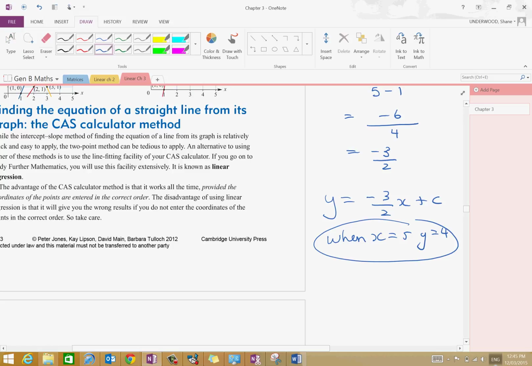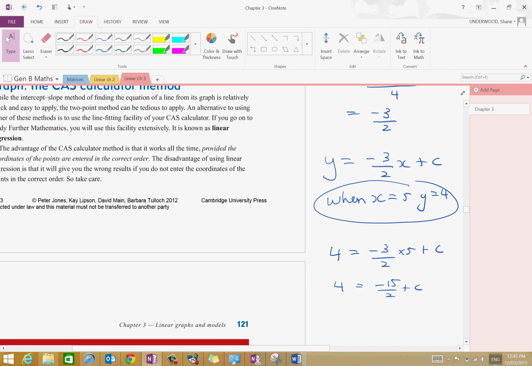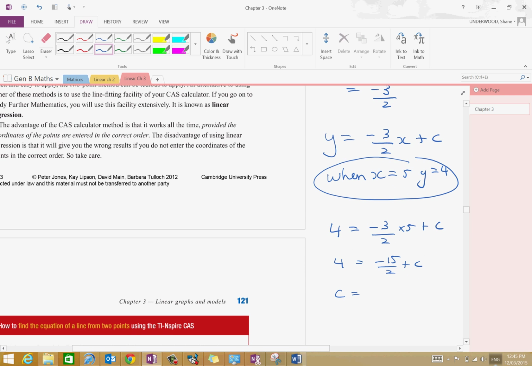So I'm going to finish this video off just quickly. 4 is equal to minus 3 on 2 times 5 plus c. 4 is equal to minus 15 over 2 plus c. And we've got to find c in the equation. So we've got to add 15 on 2 to both sides, or you can use your CAS calculator. c is equal to 4 plus 15 over 2. And if I think about that, 4 is the same as 8 over 2. 8 over 2 plus 15 over 2 is equal to 23 over 2.